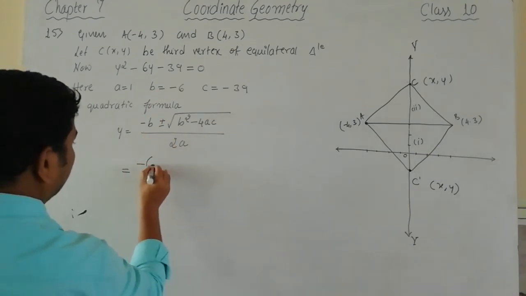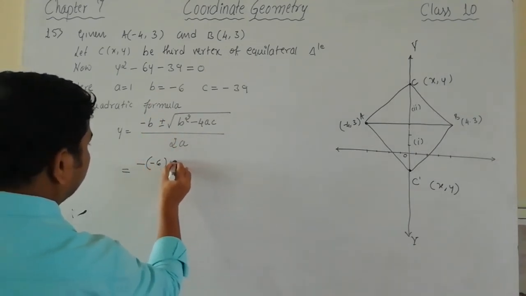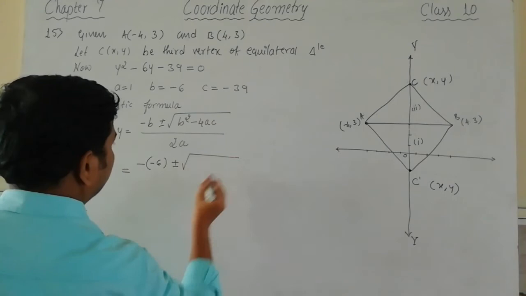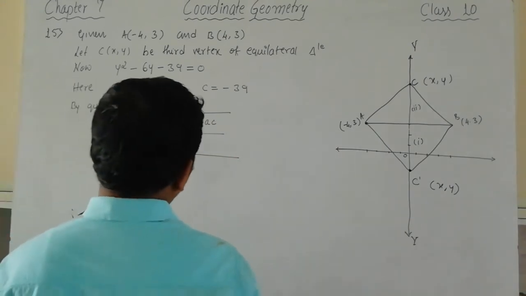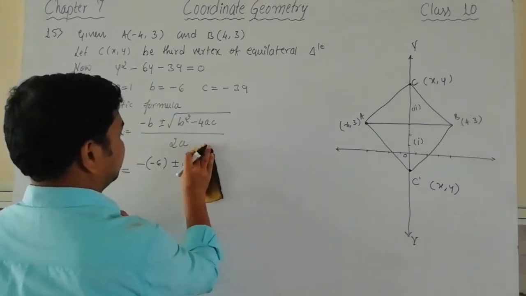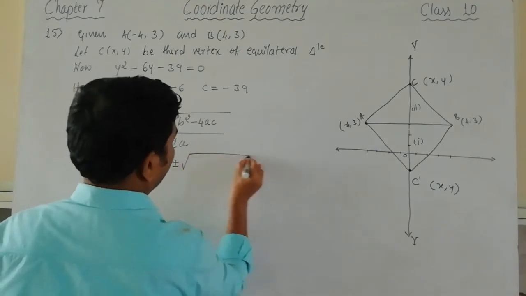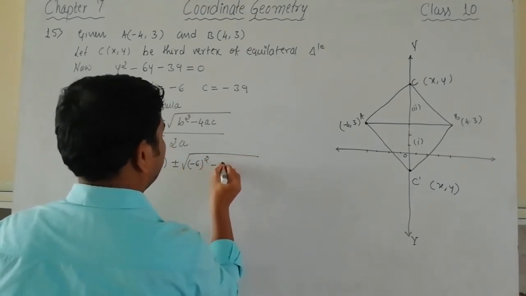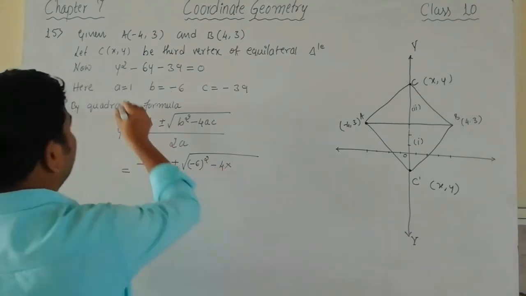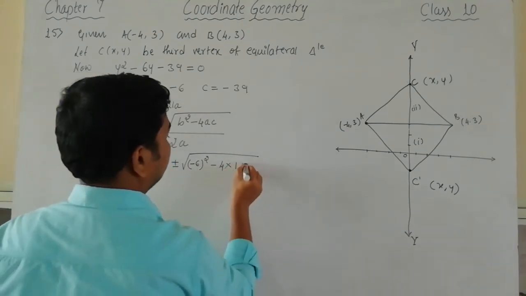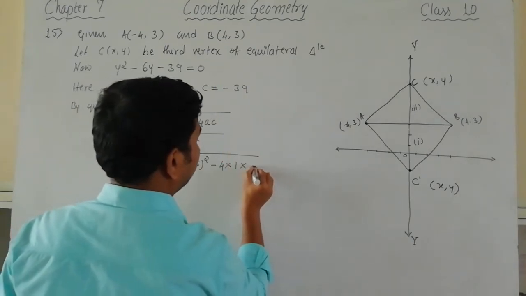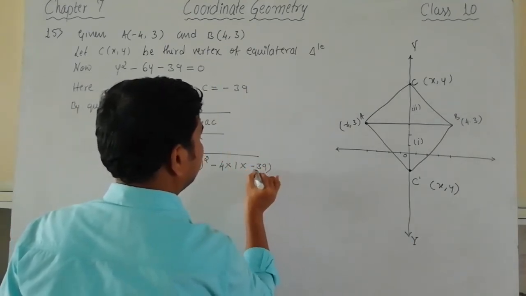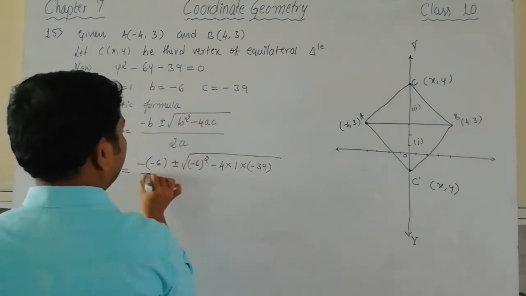Minus 6, and put a bracket here, plus or minus the square root of b square means first. So b is equal to what? Minus 6, minus 6 whole square, and then minus 4 into a, which is equal to what? 1. And then c is equal to what? Minus 39. Okay, c is minus 39, divided by 2a.